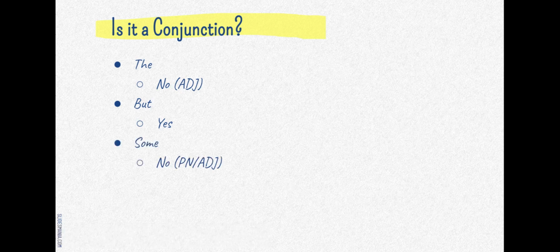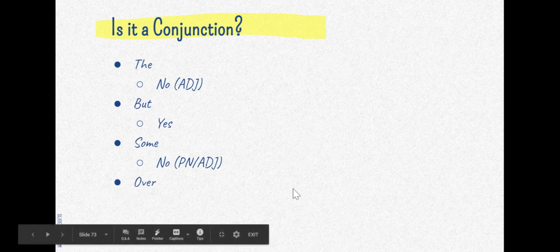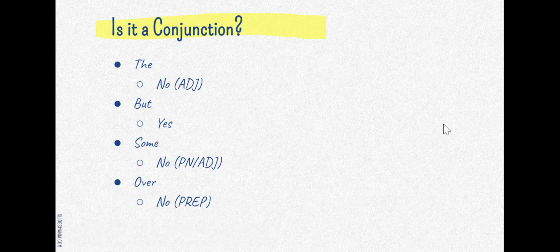Some is not a conjunction. It could be either a pronoun or an adjective. Over. Over is not a conjunction. It is a preposition, like over the hill, right? That would be a prepositional phrase. From is also not a conjunction. It's a preposition, like from my grandma would be a prepositional phrase.